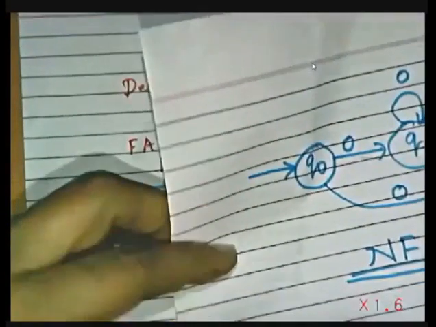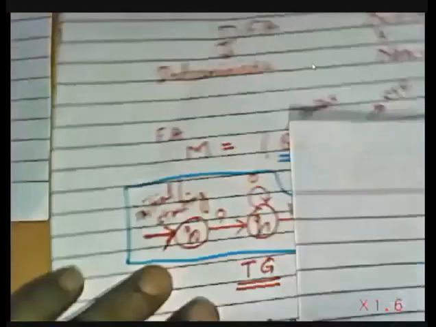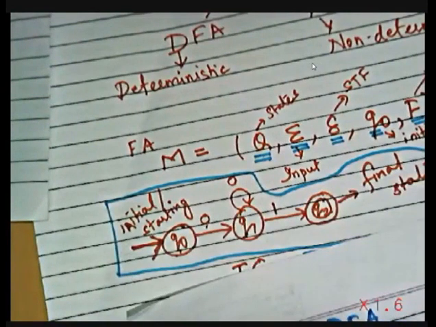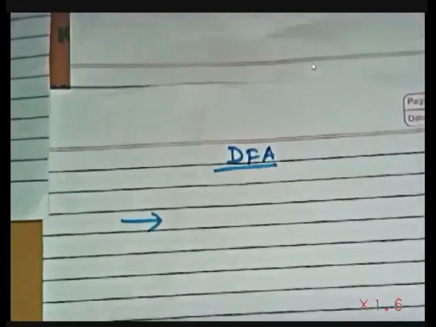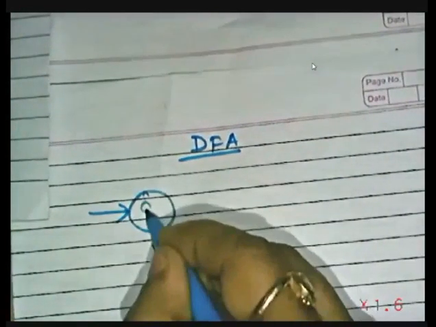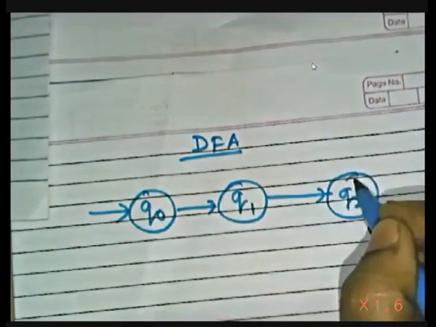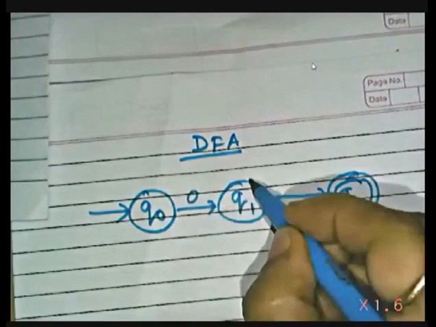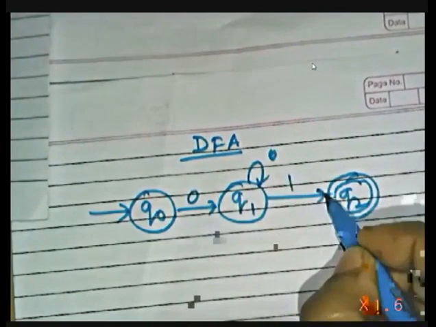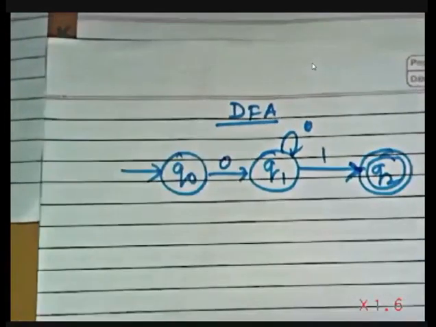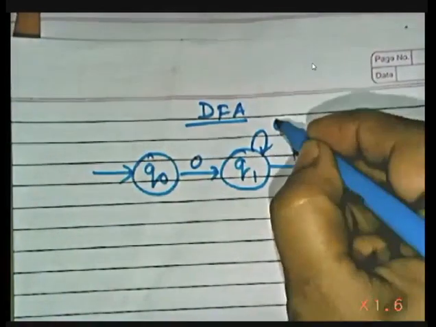Now the question arises, so I am explaining you. See here. Once again I will draw the same finite automata, the DFA. Is it visible? Q0, Q1, Q2, double circle, final state, with transitions 0, 0, 1. Now we want to know what is the language accepted by this finite automata. How to know this?